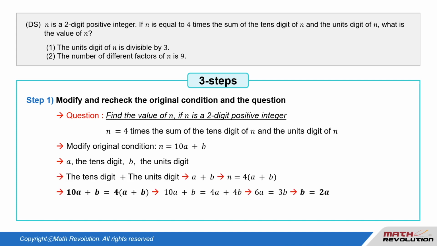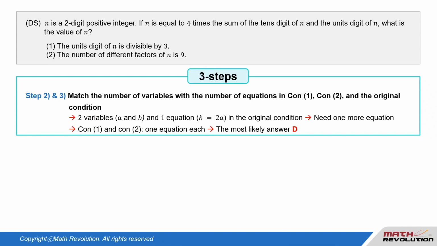The sum of the tens digit of n and the units digit of n means a plus b, and n equals 4 times the whole of a plus b, or 10 times a plus b equals 4 times the whole of a plus b. That is, 10 times a plus b equals 4 times a plus 4 times b, or 6 times a equals 3 times b, or b equals 2 times a. Therefore, the possible values are 12, 24, 36, or 48.